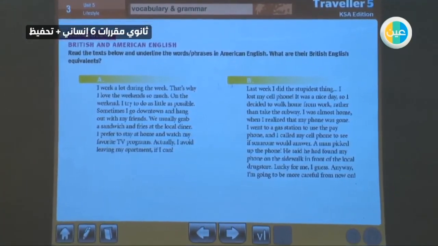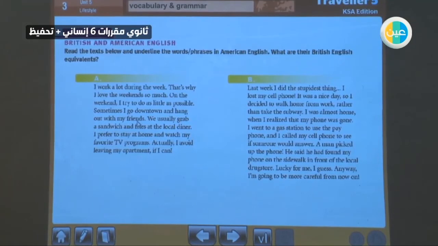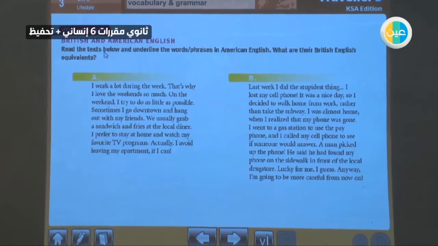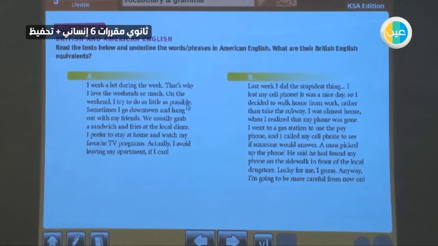Okay. Look at the first paragraph or text. I work a lot during the weekend. That's why I love the weekend so much. I love the weekend so much. On the weekend, I try to do as little as possible.